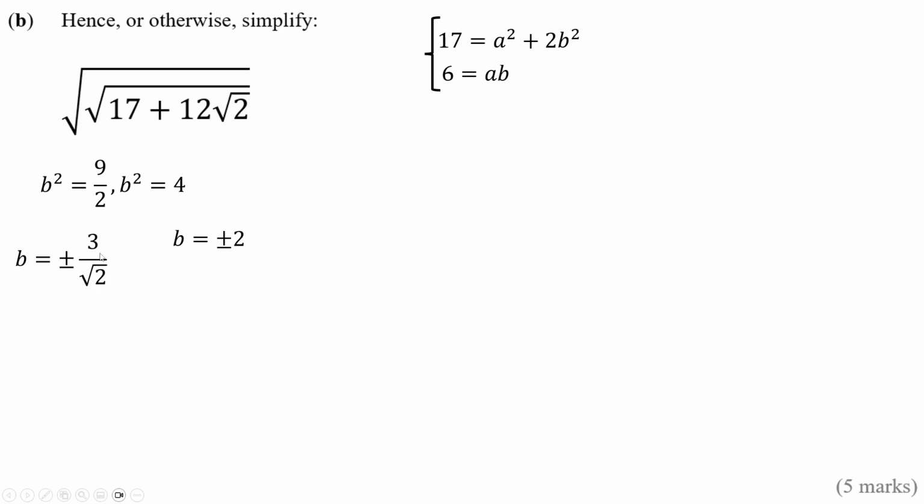Rationalize this, so this is 3 root 2 over 2. And this here, we'll just leave this for now. We'll have a look at this one. So b equals plus or minus 2. If we plug in positive 2 for b here, a equals 3. And if we plug in negative 2 for b, a equals minus 3. So a equals plus or minus 3, where the solutions are complementary.